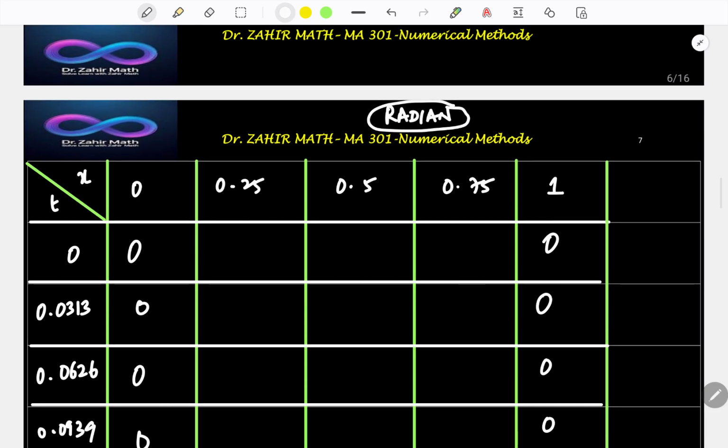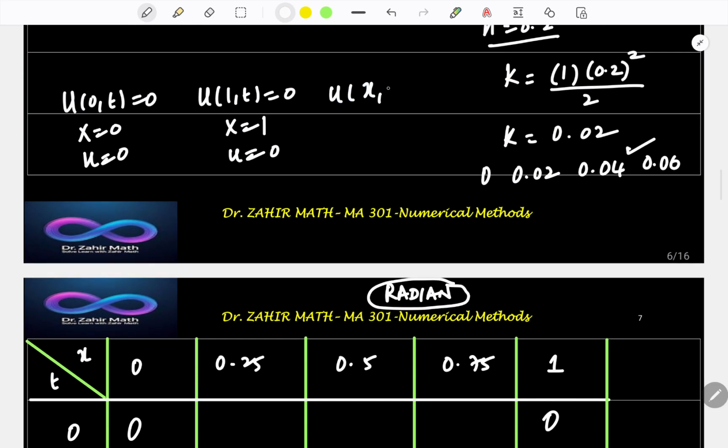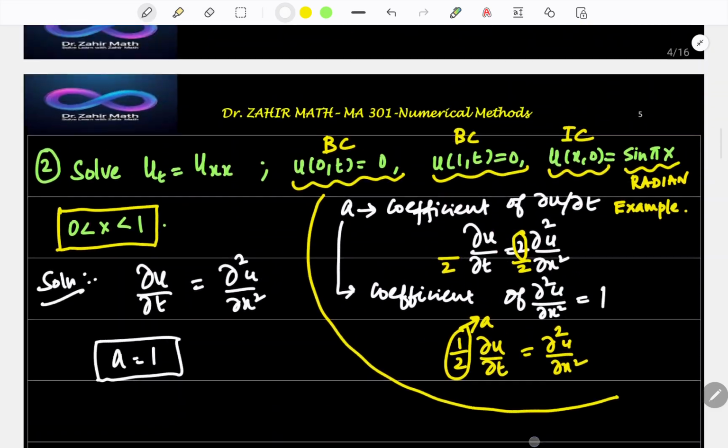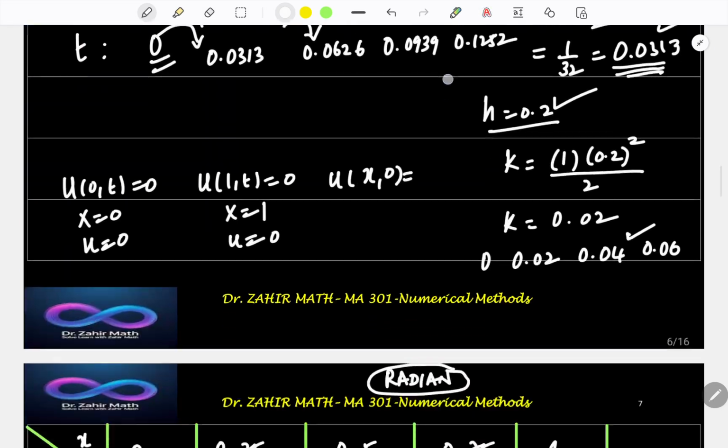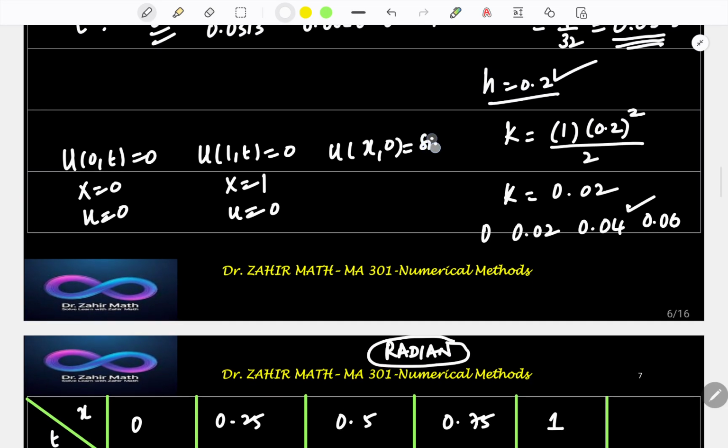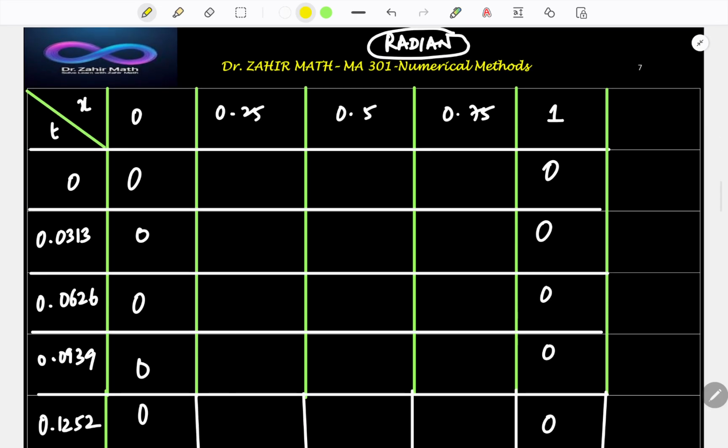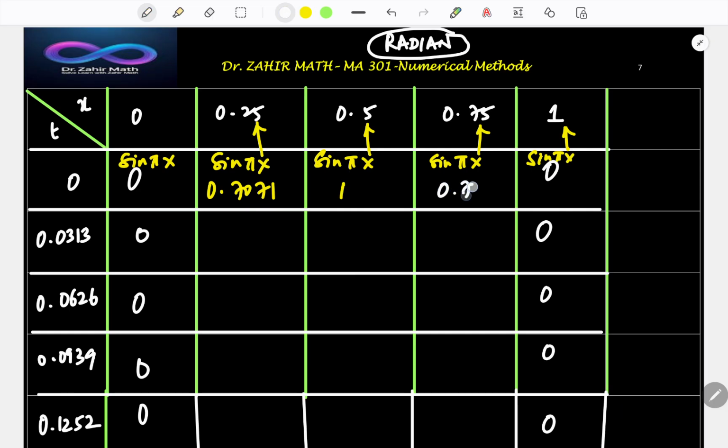And the first row you need to fill up, which is the initial condition. U of x comma 0 is equal to sine pi x, right? So be careful, sine pi x. Come on, take your calculator and type sine pi x. Put x is equal to 0.25, x is equal to 0.5, x is equal to 0.75, x is equal to 1. So it will be 0.7071 and it's 1, and then it is 0.7071.